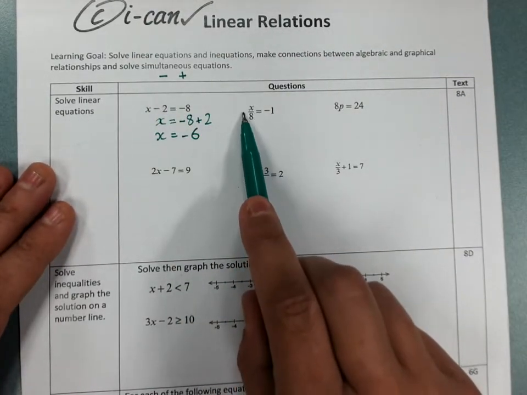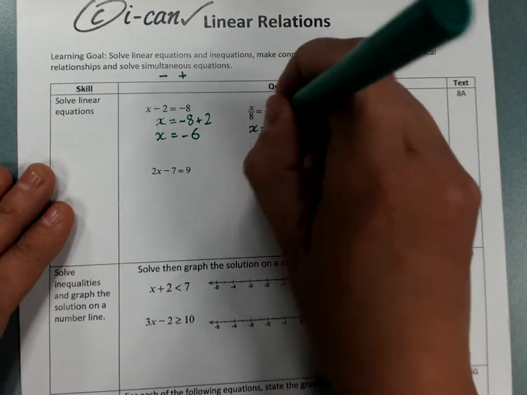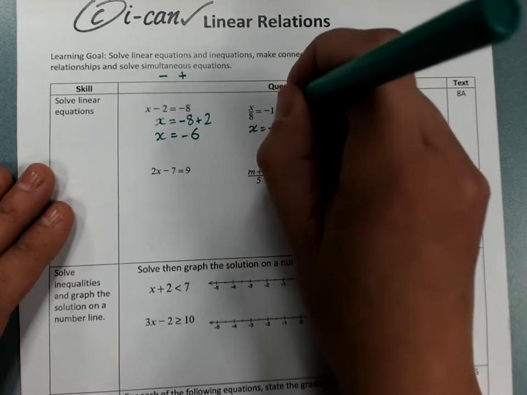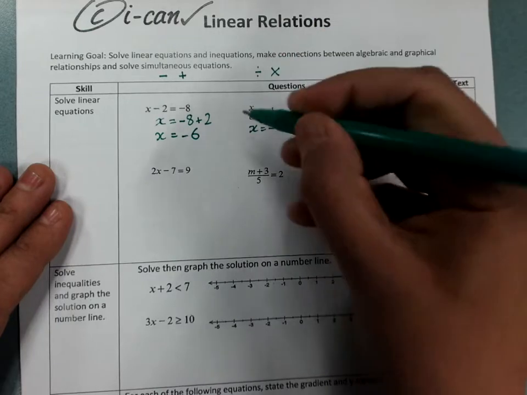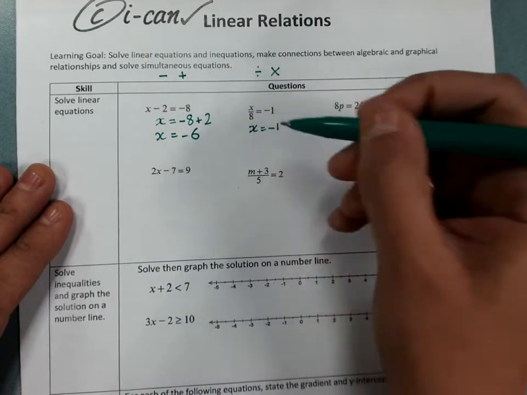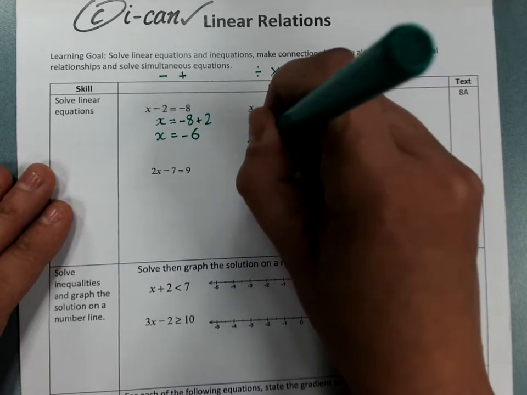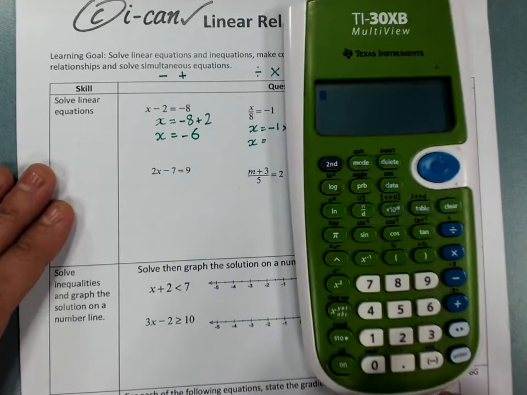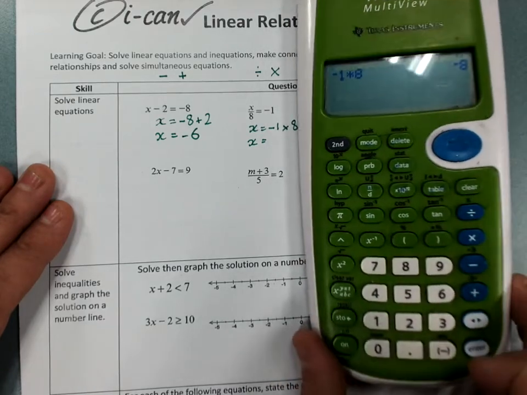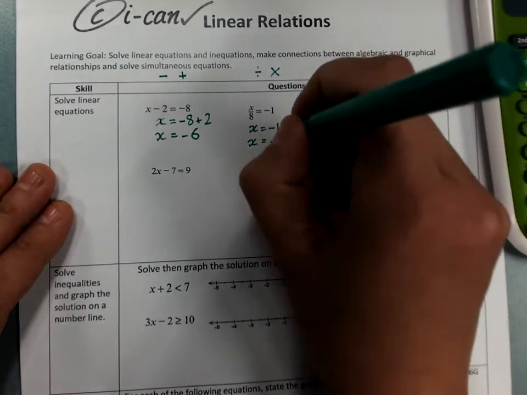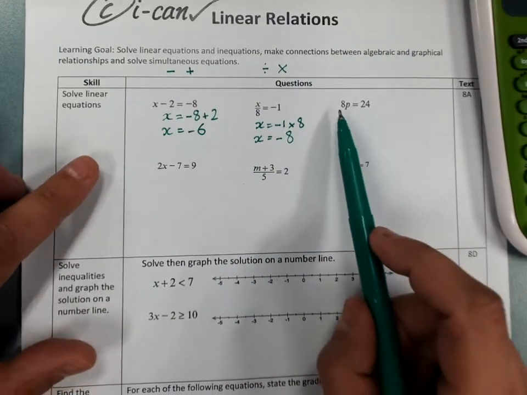X divided by 8 equals -1. So proper working is x equals, start from where they ended up with -1. Now the opposite of divide is times. So they divided by 8, we've got to reverse that by multiplying by 8. X equals, there's negatives involved, use your calculator. -1 times 8, -8. By doing it like this, it helps us get the right answer.